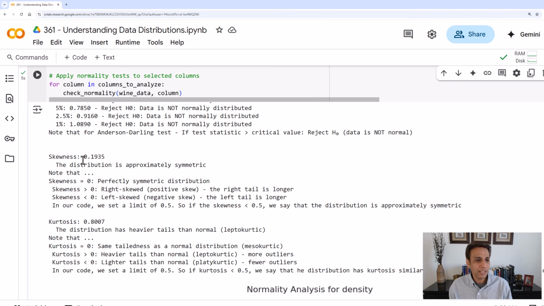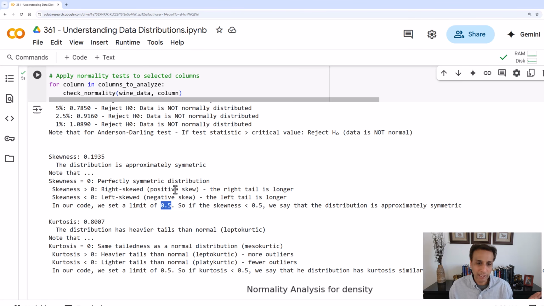When it comes to skewness, we are reporting a value of 0.1935, and then the printout says the distribution is approximately symmetric. It's saying that because in our code, if you scroll above, I set a limit: if the data is within plus or minus 0.5, then let's call it symmetric. Let's call it normally distributed.